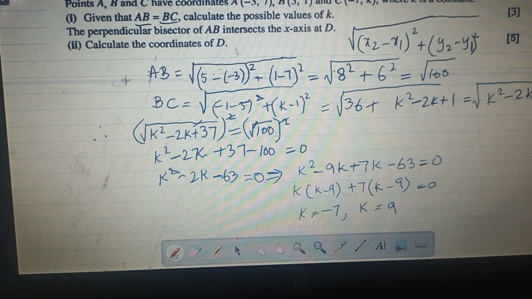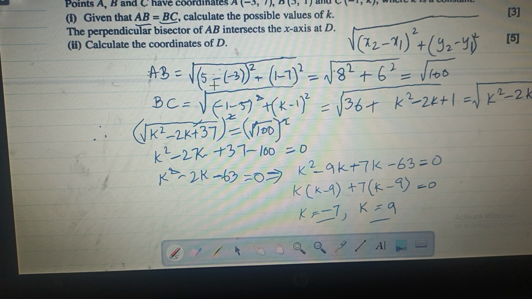And he was also saying to find the possible values of k. So these two are the possible values of k for this expression. So k can have the value minus 7, or k can have the value of 9. It can be any of these.